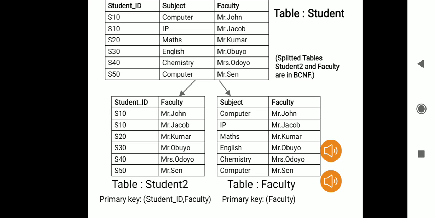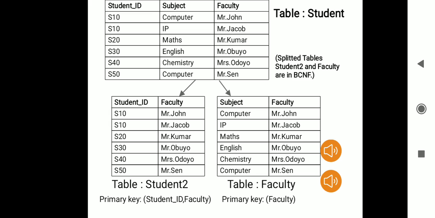Now, if you look at the table student 2, even if the student with student ID as S20 takes a TC and his record gets deleted, the corresponding faculty information associated with this particular student is not lost. This is because even if the faculty Mr. Kumar associated with the student with student ID as S20 gets deleted from the student table, it does not get deleted from the faculty table, as Mr. Kumar still exists in the faculty table.